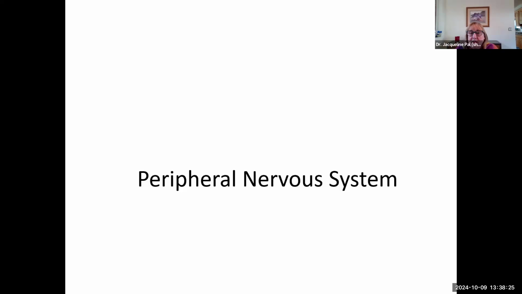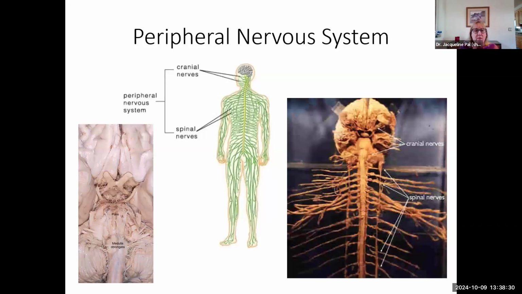Okay, so let's finish out the nervous system by talking about the peripheral nervous system. When we talk about the peripheral nervous system, you know that anything that has the word nerve in it is the peripheral nervous system. And so, in the peripheral nervous system, we have both cranial nerves and spinal nerves. Cranial nerves are nerves that are on the undersurface of the brain.